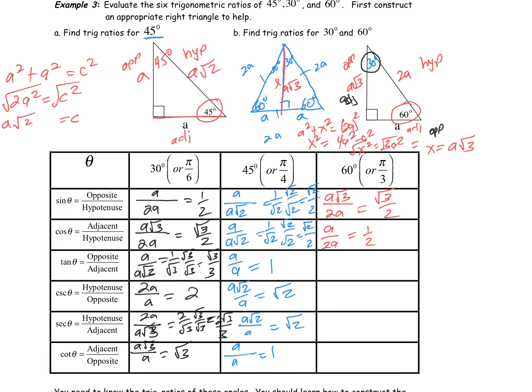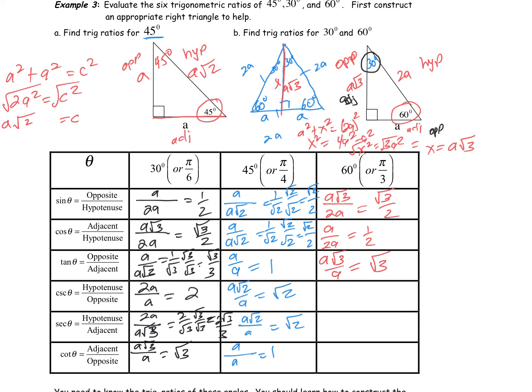Tangent theta is the length of the opposite side. I just erased this by mistake. So the length of the opposite side, which is A rad 3, over the adjacent side, which is A. So this is A rad 3 over A. The A's cancel out, we get rad 3.